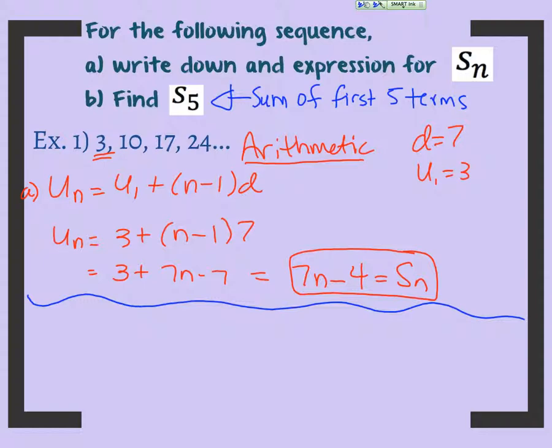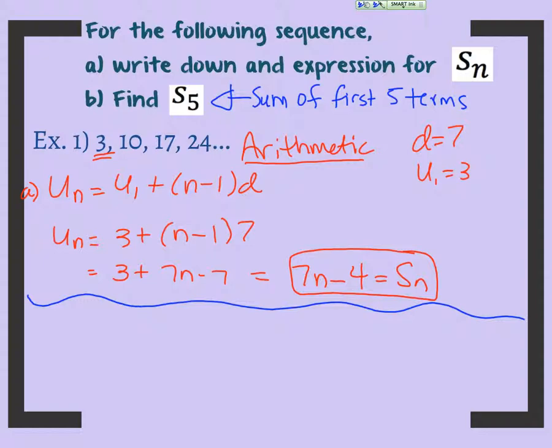Now to find the sum, that means we have to add up the first 5 terms. So there's really 2 different ways to approach it. I'm going to explain the short way verbally, and then I'm going to actually do it the long way just so you guys get some practice with formulas. So the short way would be to keep adding 7. So what's our 5th term if we add 7 to 24? 31? So that's the easy way, right? And then that's 31, and then you add those all up.